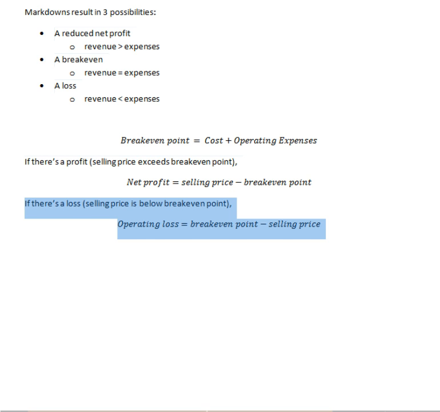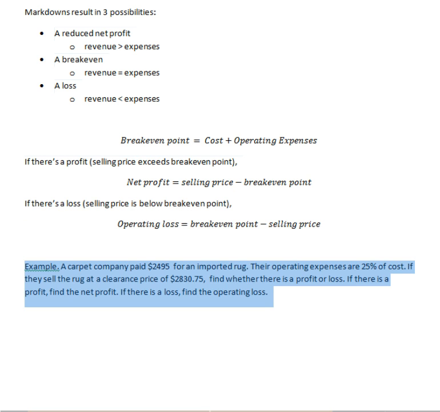All right, so let's go ahead and look at an example. So a carpet company paid $2,495 for an imported rug. Their operating expenses are 25% of cost. Now they've had this rug for a while, so they put it on clearance for $2,830.75. We're trying to see if they ended up with a profit or a loss, and if we find a profit, we want to find the net profit. If we find there's a loss, we need to find the operating loss.